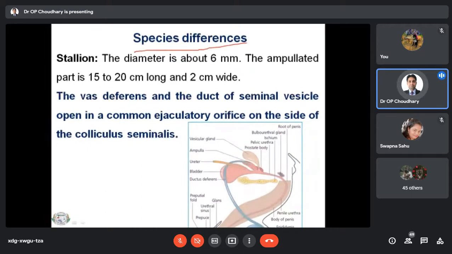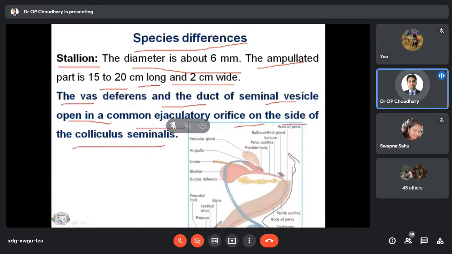Then what are the species differences? In case of the stallion, the diameter is about 6 mm and the ampullated part is 15 to 20 centimeter long and 2 centimeter wide. And the vas deferens and the duct of the seminal vesicle, this is very, very important, open in a common ejaculatory orifice on the side of the colliculus seminalis.